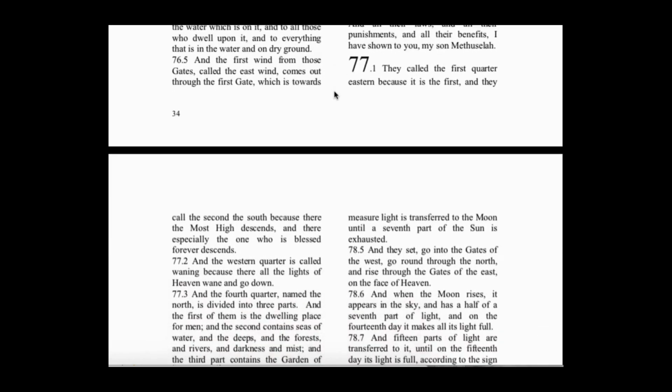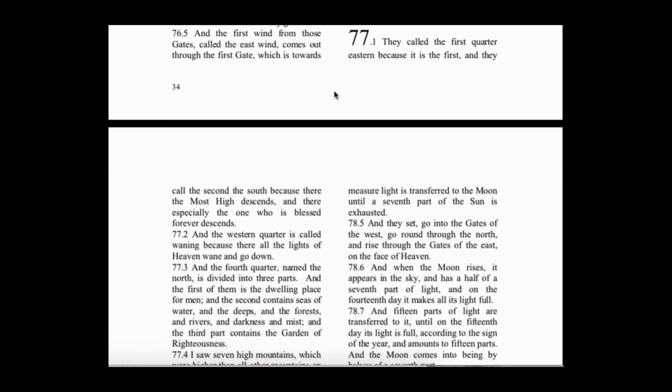Chapter 77. They call the first quarter Eastern because it is the first, and they call the second the South because there the Most High descends, and there especially the one who is blessed forever descends.